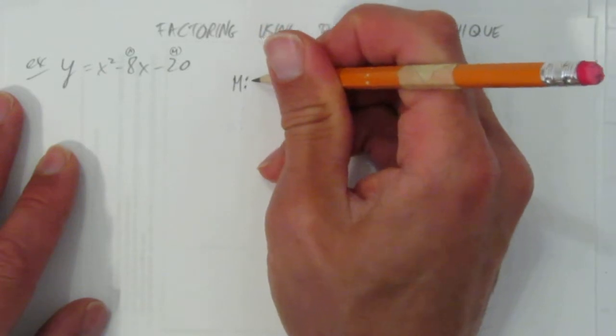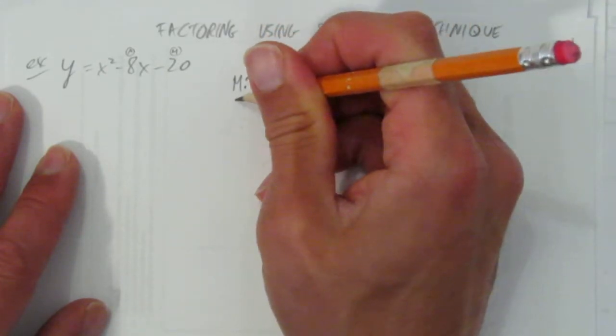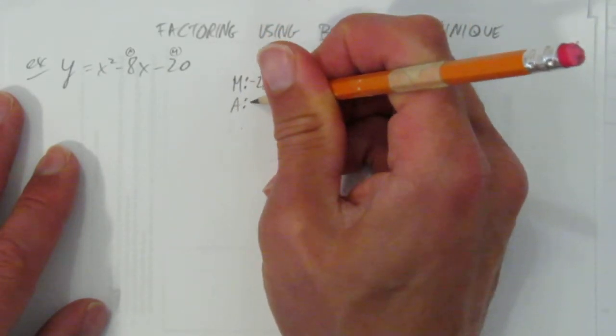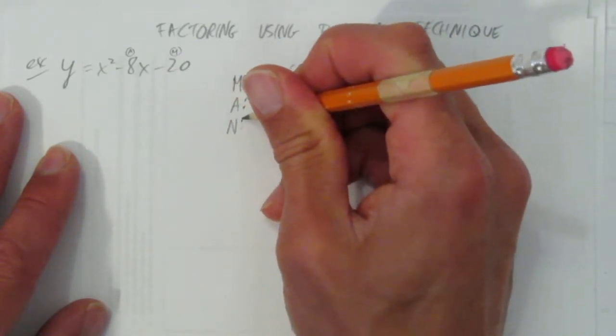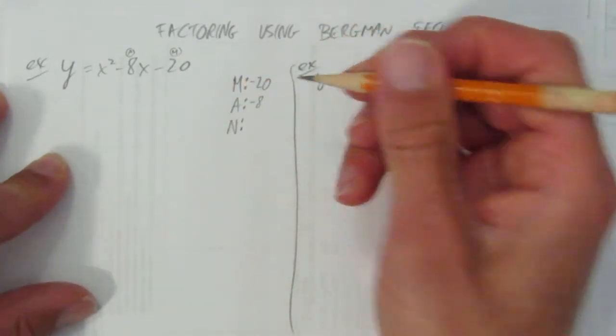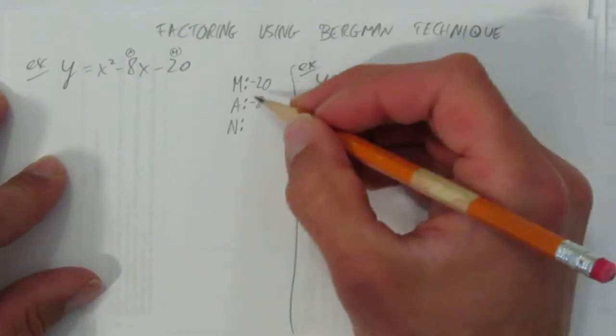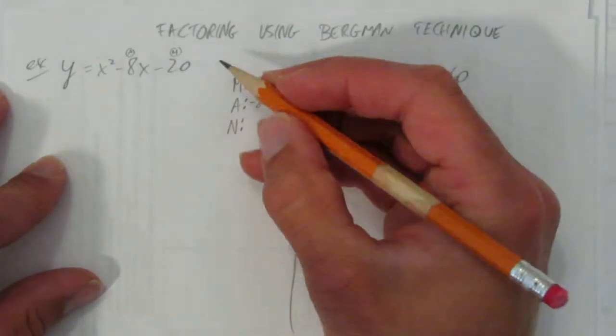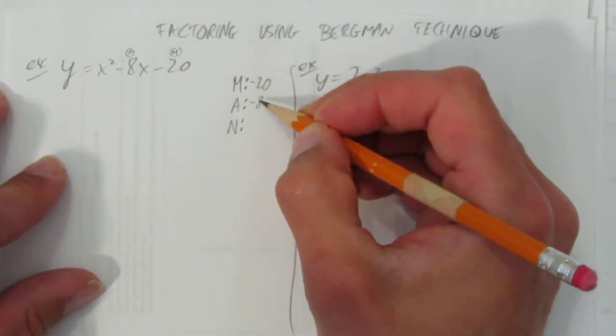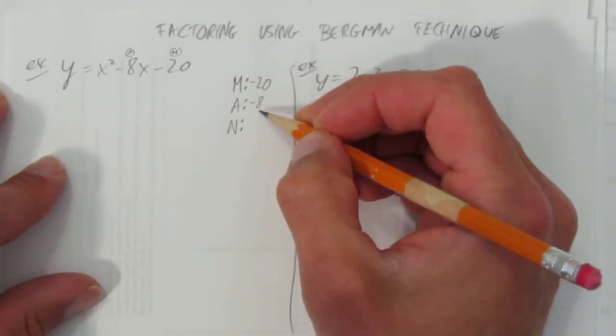So we're trying to multiply to negative 20 and add to negative 8. And we're going to find what those two numbers are. That's why I call it Bergman technique, is just to remember the MAN. Some students just call it MAN, that's fine. And so I want to multiply to negative 20, add to negative 8.